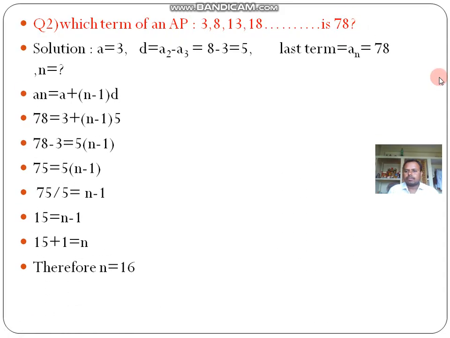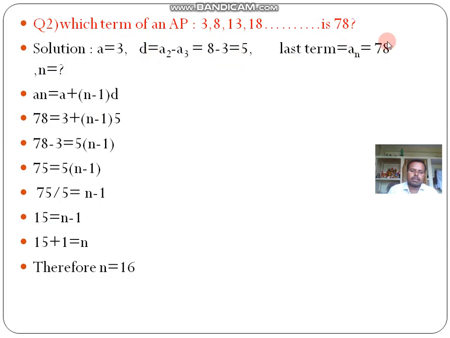Let us take a = 3. So the first term is 3. Let us find the difference between the terms. Here the second term is 8 and the third term is 13. a2 minus a1: a2 is 8 and a1 is 3. So the difference is 5.